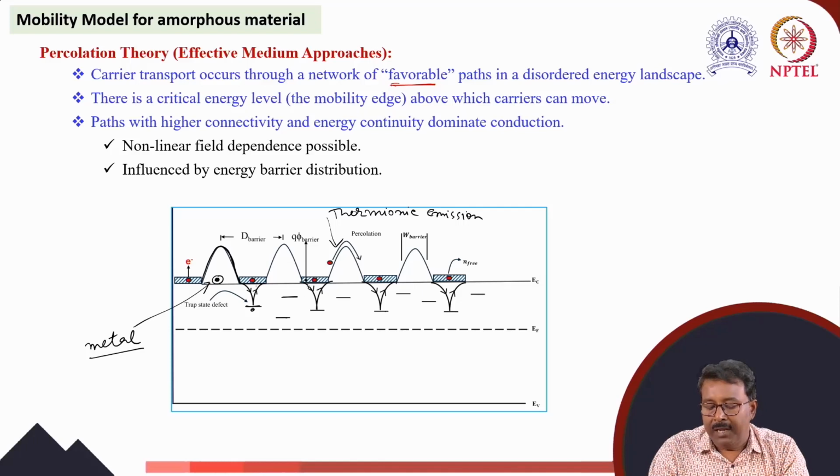So maybe it is captured and then released back to the conduction band, and from there it is thermally emitted across the barriers. In this way there is a technique to model the propagation, called the percolation technique. In that case, the barrier height qΦ_barrier, and d, the barrier width, the gap between two successive barriers, are important parameters which have a role on the mobility.